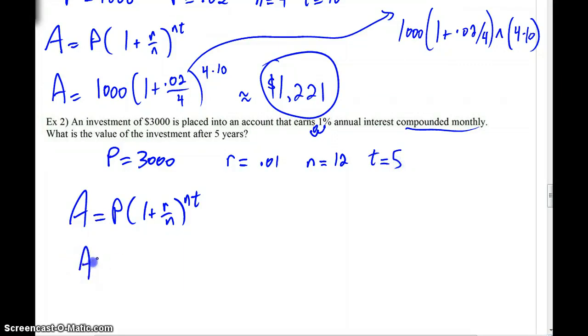Very quickly, hopefully you're getting the catch here. 3,000 goes out in front. 1 plus 0.01 divided by 12. Again, be careful with this exponent. Honestly, there are two main mistakes that are made. One huge mistake is not to have parentheses up by the exponent. The 12 times 5, which of course more simply is 60, is your power in this formula. But if you're just typing it out exactly as we've done right here, you need to have parentheses around that.